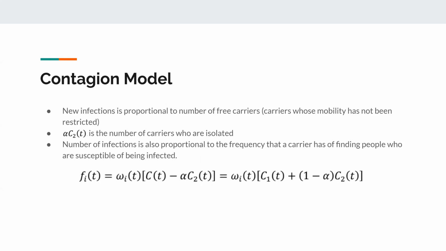So the contagion model is another part of the CIR model. New infections are proportional to the number of free carriers, which are carriers whose mobility has not been restricted. Alpha C sub 2 of t is the number of carriers who are isolated, and the number of infections is also proportional to the frequency that a carrier has of finding people who are susceptible of being infected.